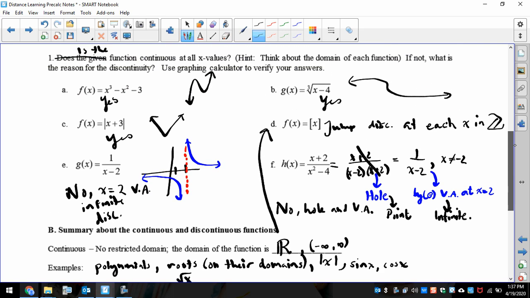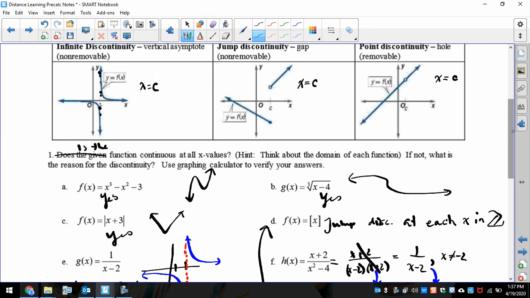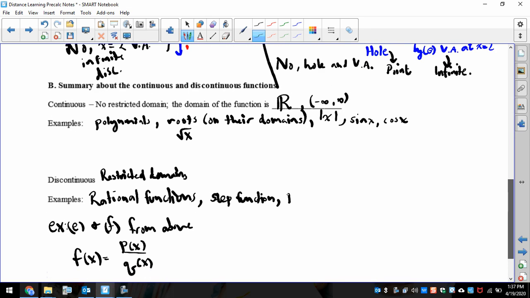Any vertical asymptotes, what are the other types that we have? Jumps and gaps. So I should also include here piecewise functions. Oops, I spelled piecewise wrong.